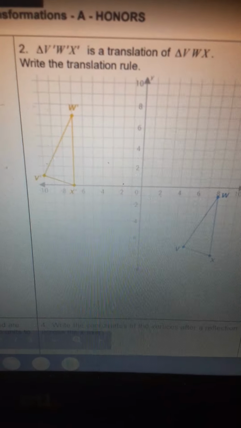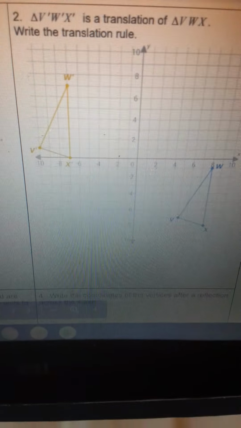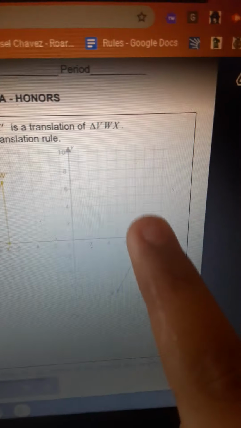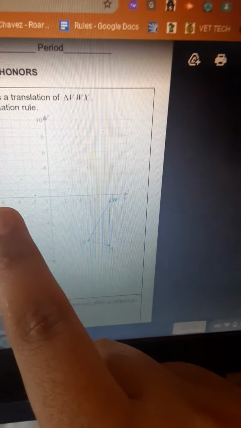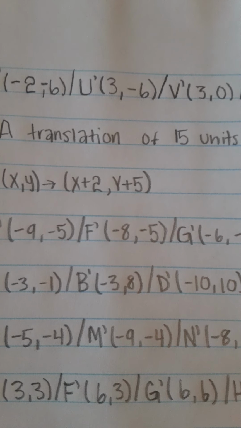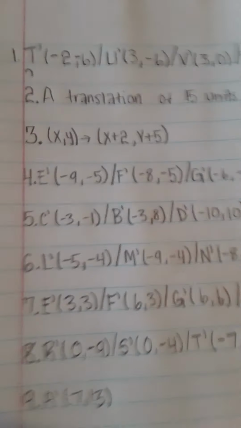So that's number 1. So number 2, B'W'X' is a translation of BWX. Write the translation rule. So the translation rule after this is 15 units left, 8 units up. So it is a translation of 15 units left and 8 units up. That's the rule.